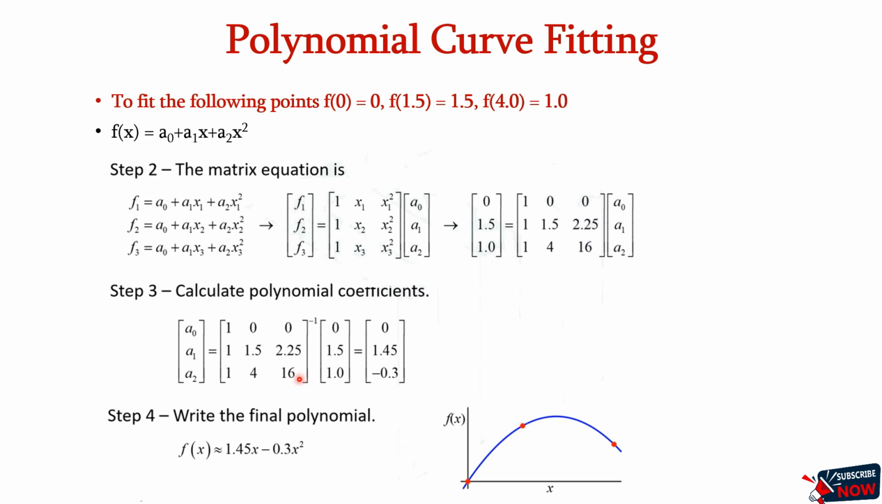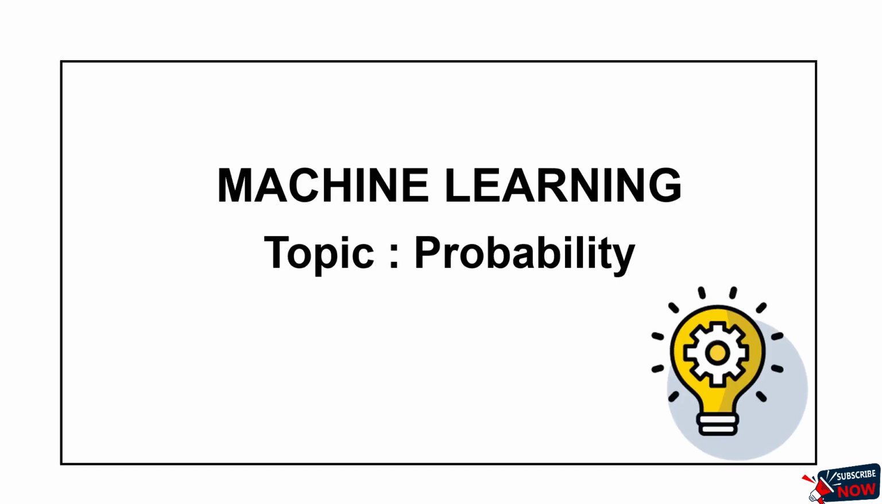Once we multiply this, we get the values for a0, a1 and a2 as 0, 1.45 and minus 0.3. Since a0 is 0 here, we are omitting it and we are writing the equation as 1.45x minus 0.3x square. So this is our final polynomial which is represented in this curve. Here the origin is 0, which represents a0, then this represents a1 and this represents a2. So thus we have seen the example for polynomial curve fitting.